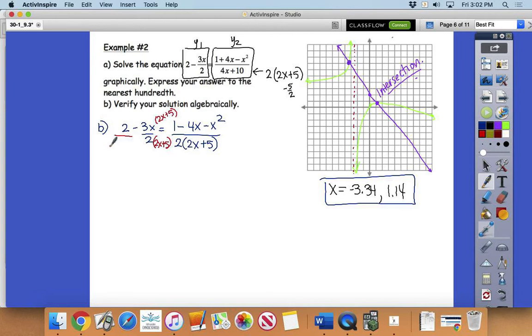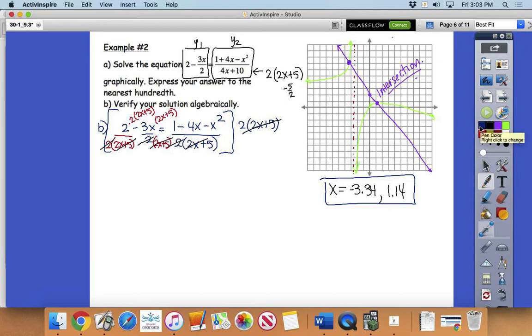This one here is missing both. It's missing a 2 in the bottom and a 2x plus 5 to be common. So what you do to the bottom, do to the top. Now we're going to multiply the entire equation, the left side and the right side, by 2 bracket 2x plus 5. Okay? And what that will do is it will cross off all the denominators in the entire equation.